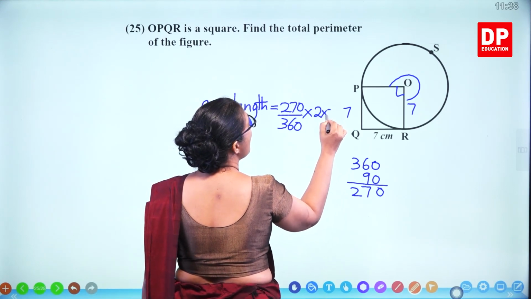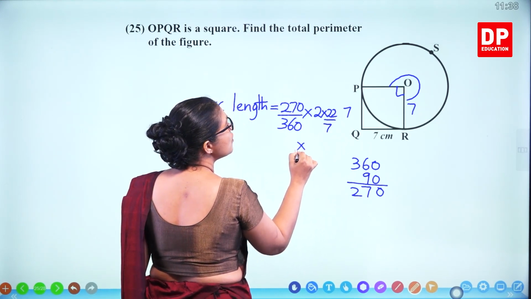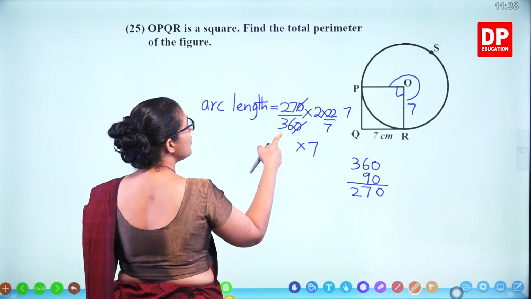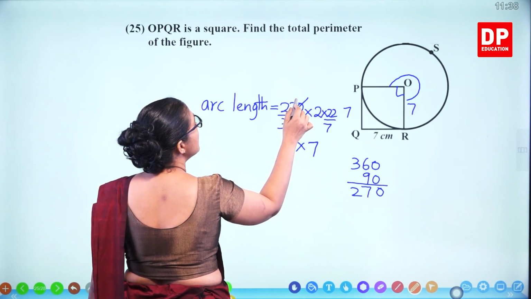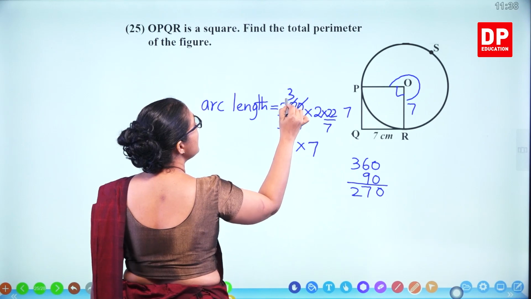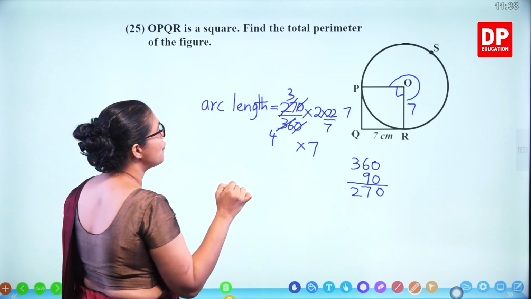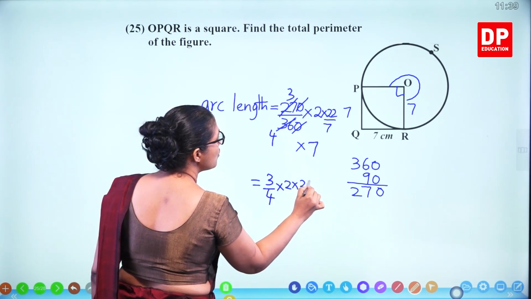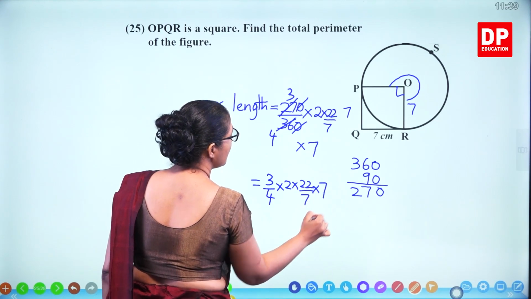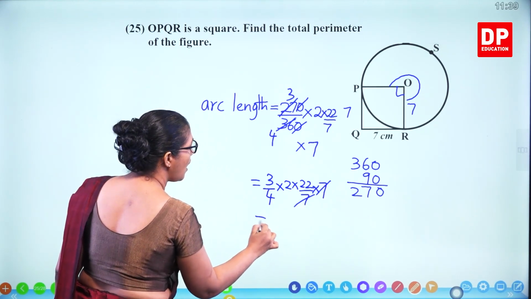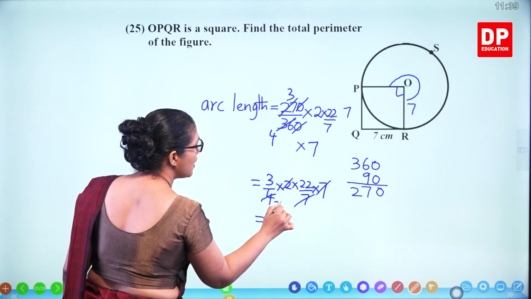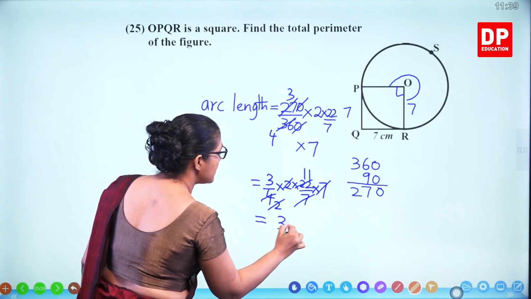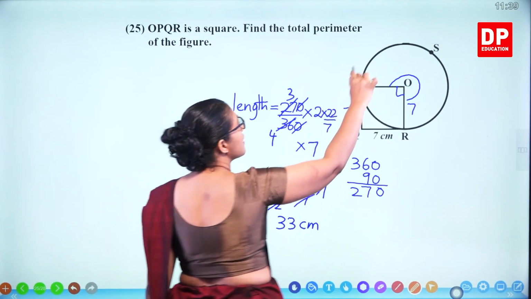Pi is 22/7. So here simplify this one. The 0 gets cancelled out. You get 9 times 3, 9 times 4, so 3/4. So 3/4 into 2 into 22/7 into 7. 7 and 7 get cancelled out. 2 with this one, 2 again. 2 with 22, that's 11. 11 times 3 is 33. That's this arc length.